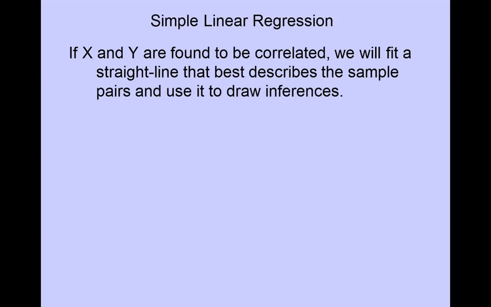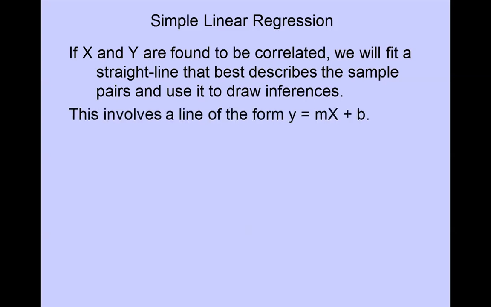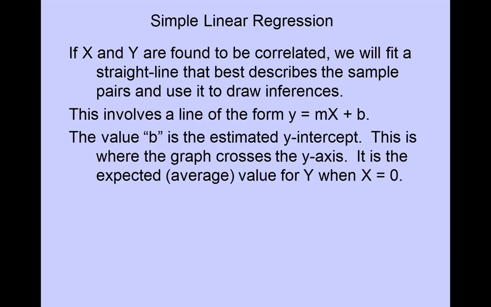If X and Y are found to be correlated, we will fit a straight line that best describes the relationship in the sample pairs of data and use it to draw inferences. This involves a line of the form y equals mx plus b from algebra. Now the value of b, which will be the number that sits alone in the equation, whether it's written first or second, and you can interchange the two components, is the estimated y-intercept.